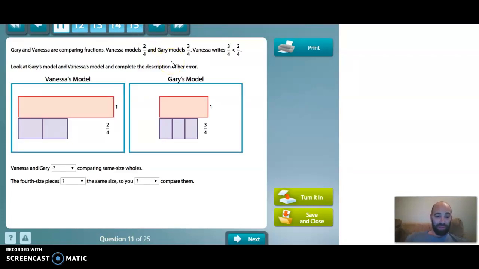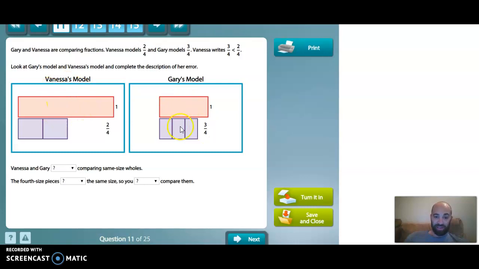All right, here we got a big question here. Gary and Vanessa are comparing fractions. Vanessa models 2/4 and Gary models 3/4. Vanessa writes down 3/4 is less than 2/4. Look at Gary's model and Vanessa's model and complete the description of her error. Here's Vanessa's model.